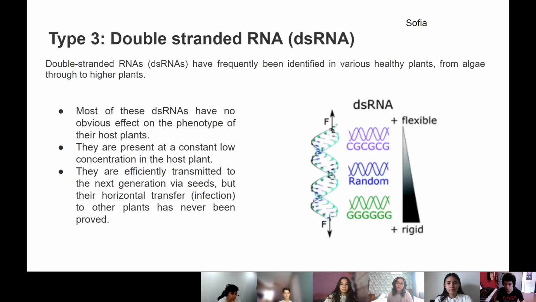Type 3 are double-stranded RNA. Double-stranded RNAs have frequently been identified in various healthy plants, from algae through to higher plants. Most of these double-stranded RNAs have no obvious effect on the phenotype of their host plants. They are present at a constant low concentration in the host plant, and they are efficiently transmitted to the next generation via seeds, but their horizontal transfer infection to other plants has never been proved.